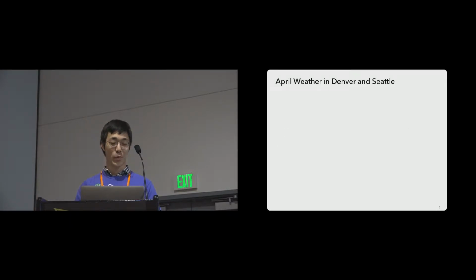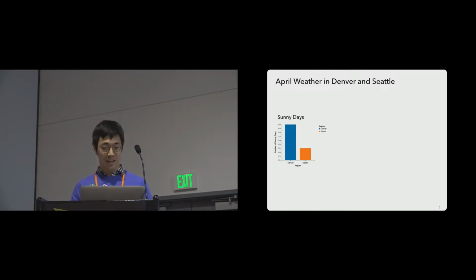Let's start with an example. To prepare my trip from Seattle to Denver, I created some charts about recent weather. The first plot is the number of sunny days in both cities. Here, Denver is blue and Seattle is orange. And I'm really excited that there are 3 times more sunny days in Denver. So that's good for me. But sadly, today is cloudy.